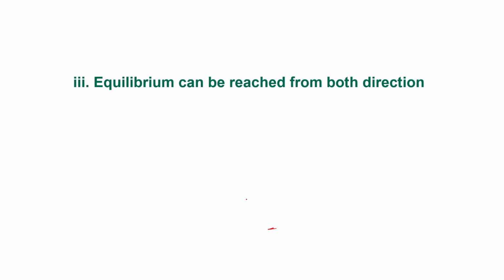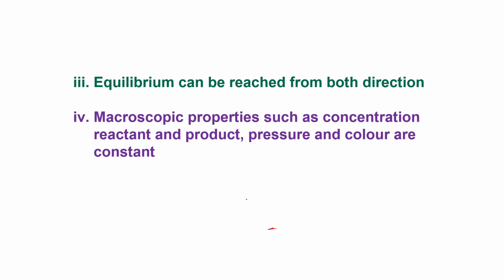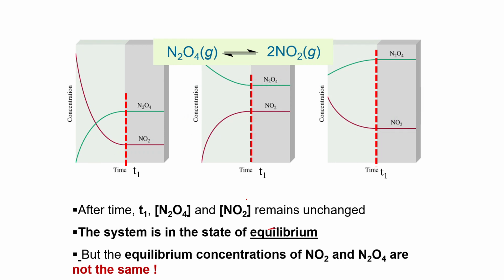Equilibrium can be reached from both directions. Microscopic properties such as concentration of reactant and product, pressure and color are constant. Jadi ini adalah example untuk N2O4 yang telah mencapai equilibrium.